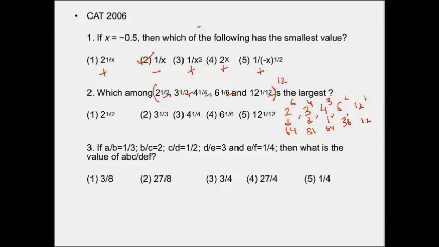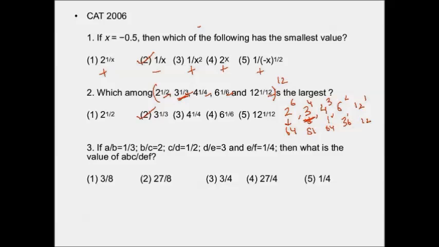So the largest among them is 3 to the power 1 by 3, and our answer should be option 2. Taking a power 12 of all the numbers will not change my answer. So do not think this way that because we have taken power 12, in that case 3 to the power 1 by 3 is largest.